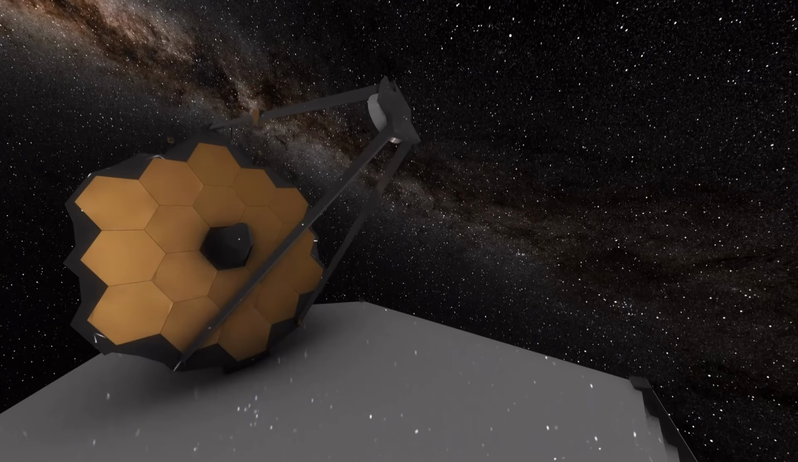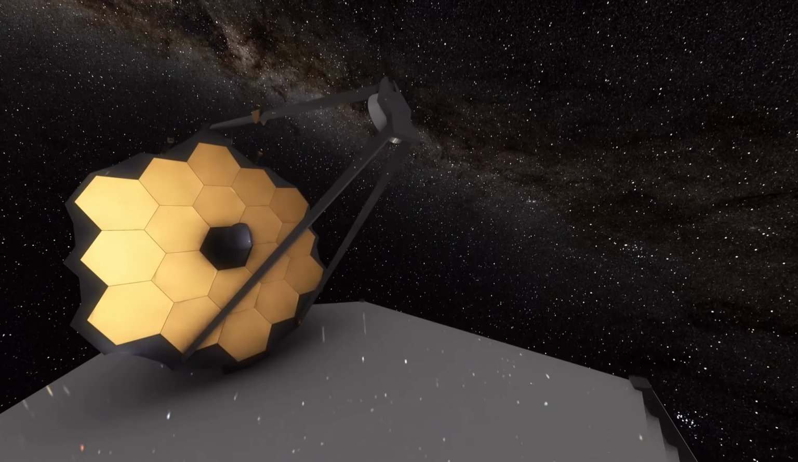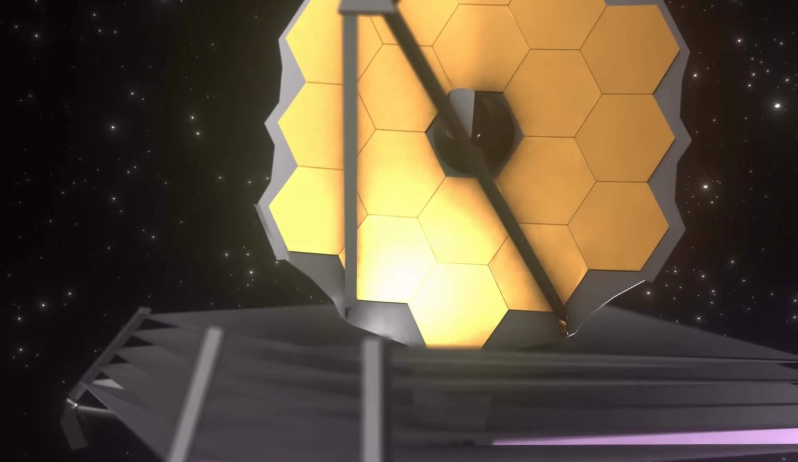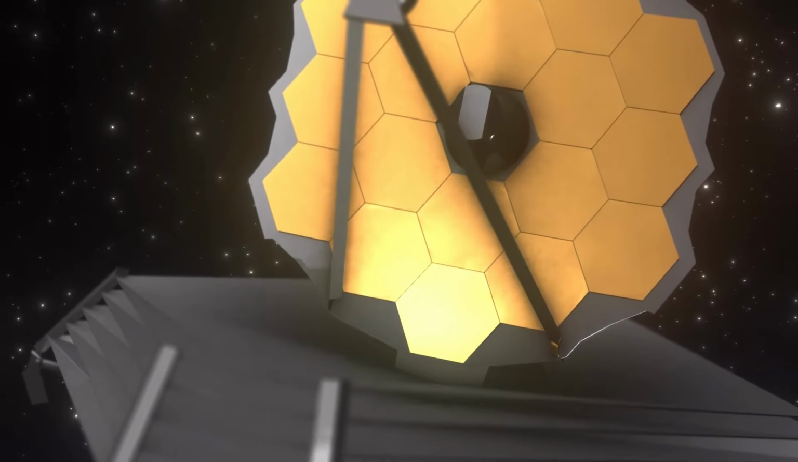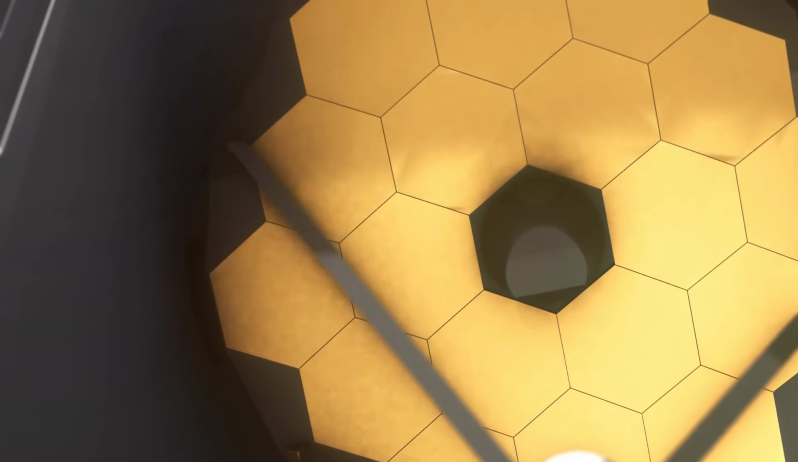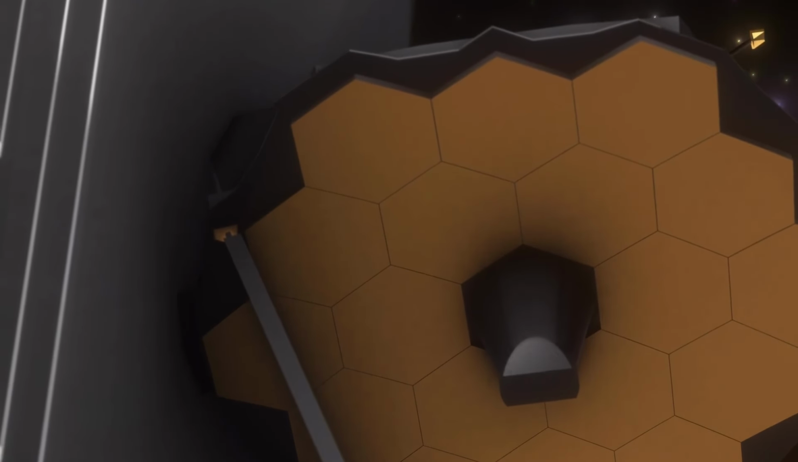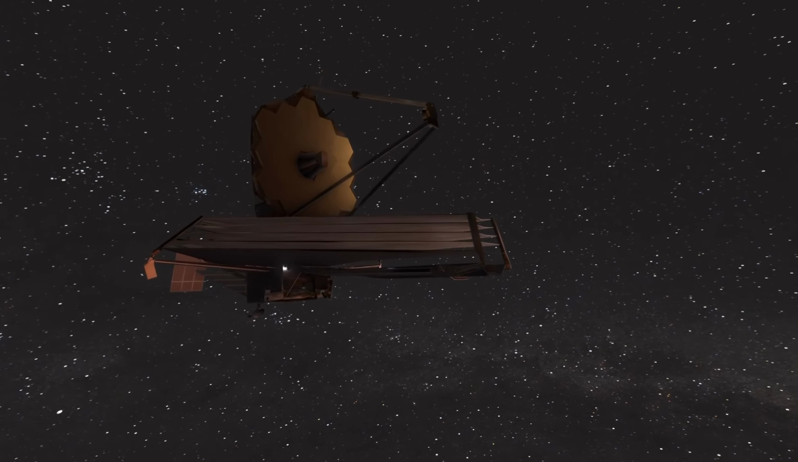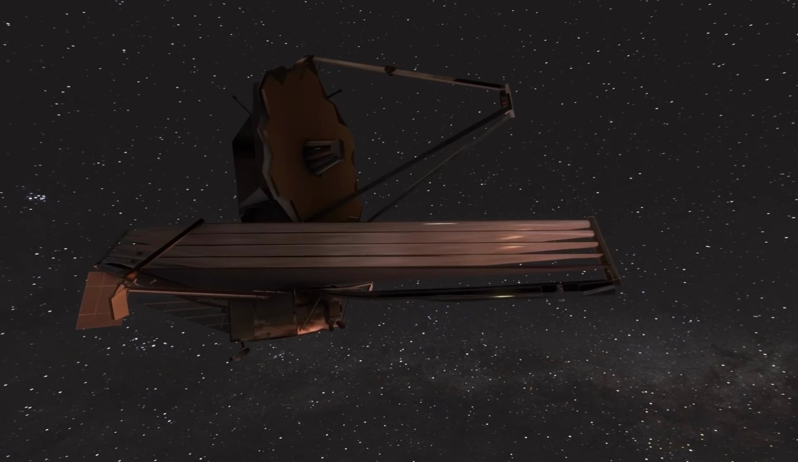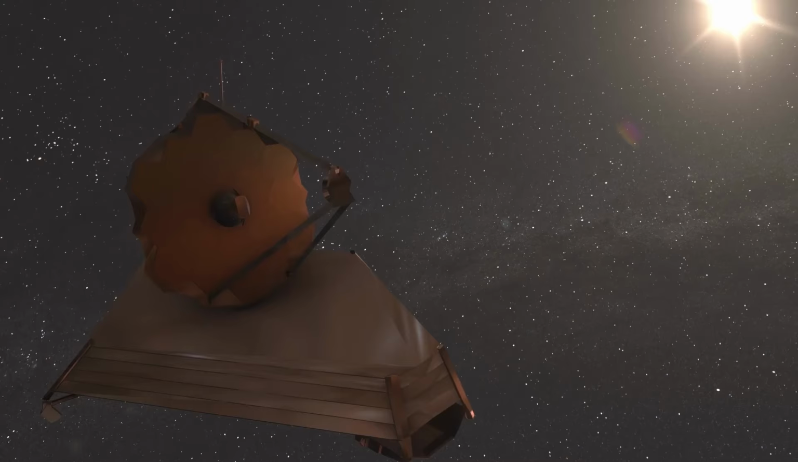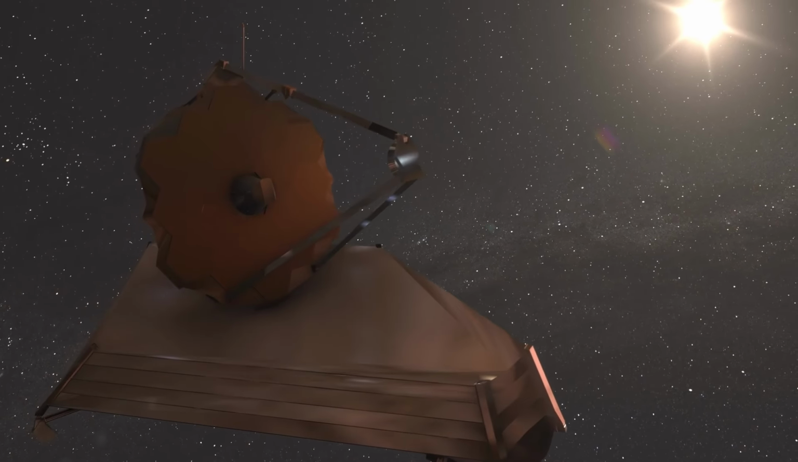Webb gets those fingerprints mainly through NIRSpec. When gas in a galaxy gets hit by strong radiation from young stars, atoms like oxygen, nitrogen, and sulfur light up at very specific wavelengths. NIRSpec spreads the galaxy's light into a spectrum and lets you measure the strength of those emission lines. From their relative strengths, astronomers can infer the metallicity, basically what fraction of this gas is heavy elements compared to hydrogen.